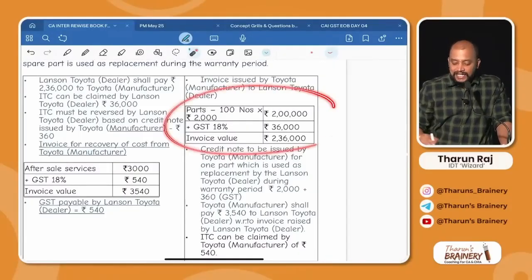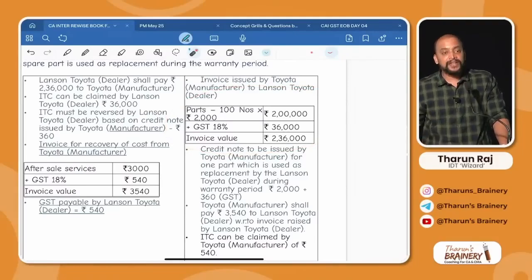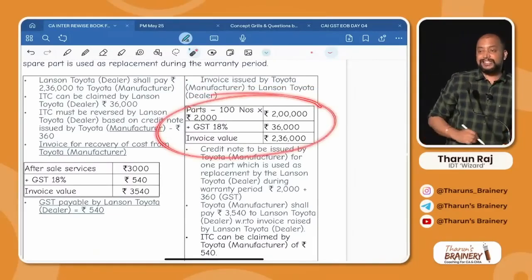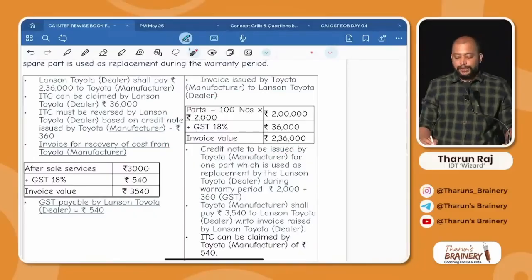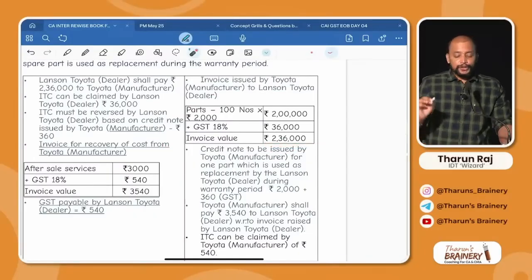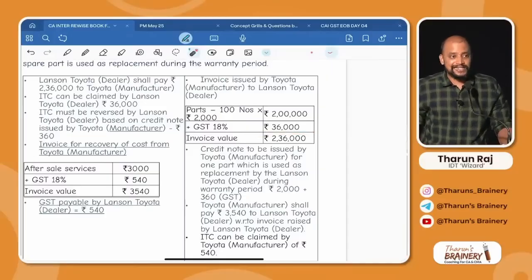What is the journal entry for this sale transaction? Dealer account debit 2,36,000, to sales account 2 lakhs, to GST payable account 36,000.